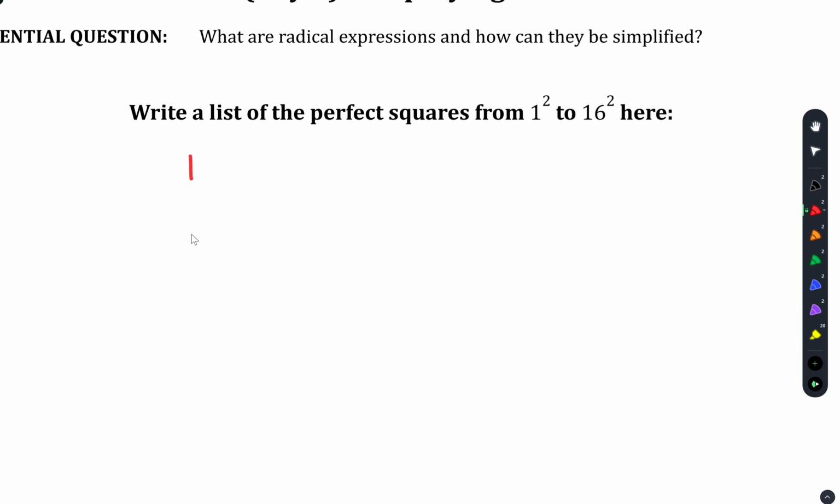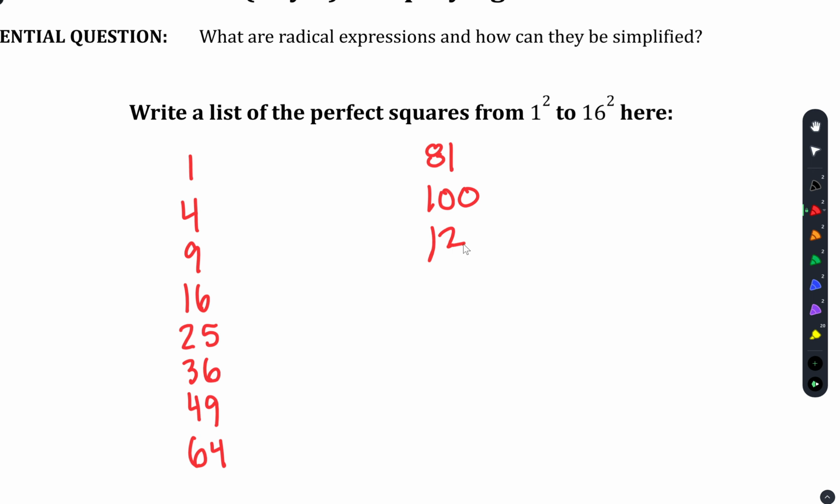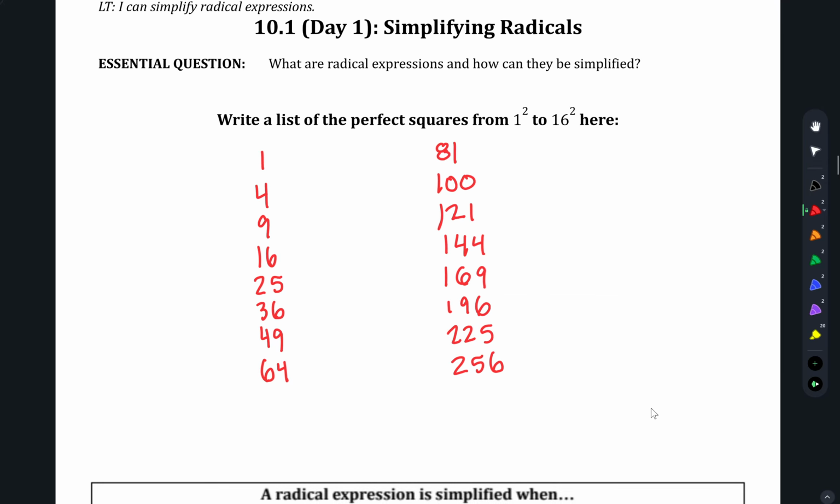So that's 1, 4, 9, 16, 25, 36, 49, and 64. That brings me up to 8 squared. 9 squared is 81, 100, 121, 144, 169, 196, and then these two big ones, 225 and 256, rounds out our count. So that's 1 squared through 16 squared are perfect squares.